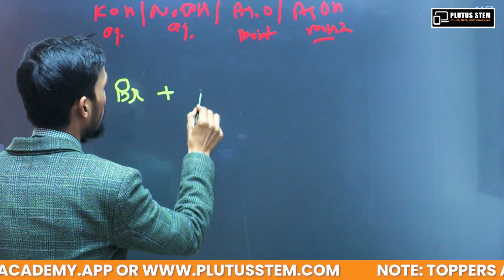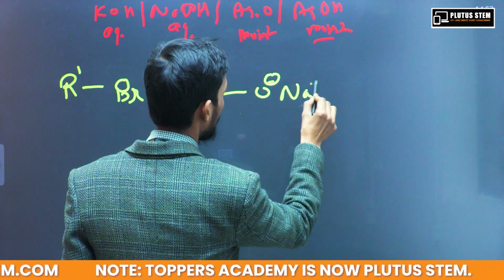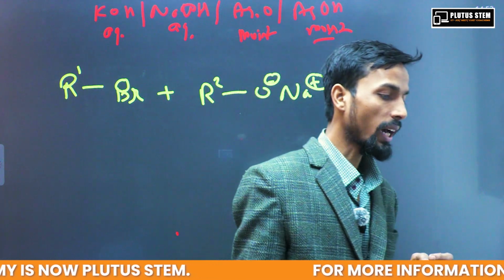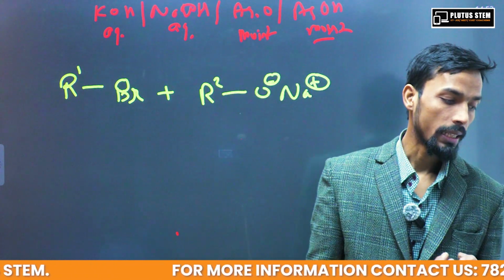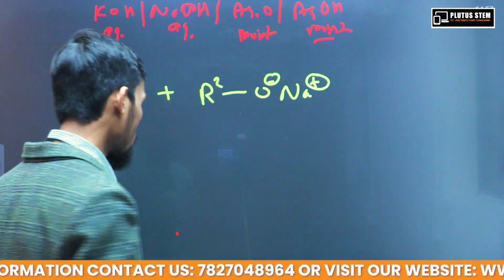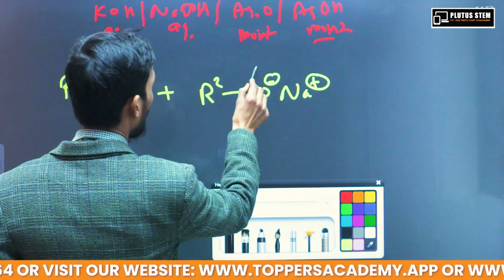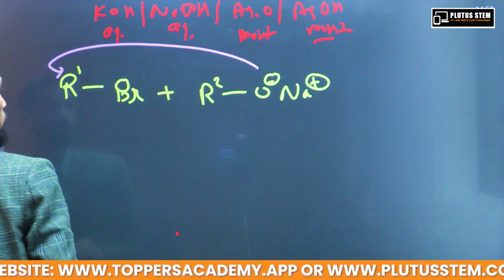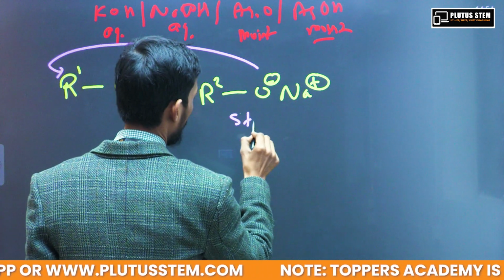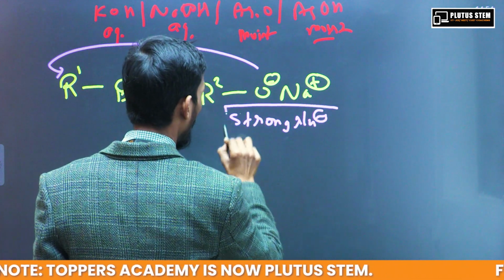R1Br plus R2O negative Na positive. If we are having such type of reagent, then the possibility of this reaction is going through that this, in this we can see over here that this reagent will again attack from the backside because it is a strong nucleophile. This one is a strong nucleophile.